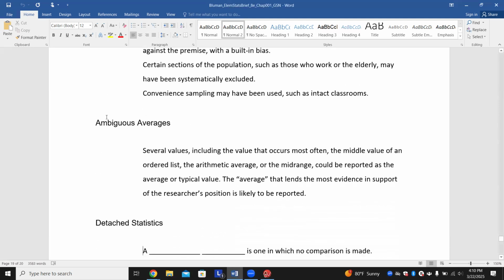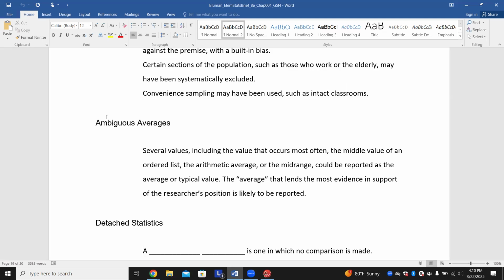Ambiguous averages as well. Several values, including the value that occurs most often, the middle value of an ordered list, the arithmetic average, or the mid-range average could be reported as the average or typical value. The average that lends the most evidence in support of the researcher's position is likely to be reported. So a couple of things here to think about as well.